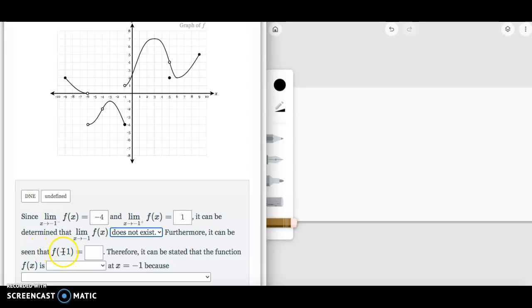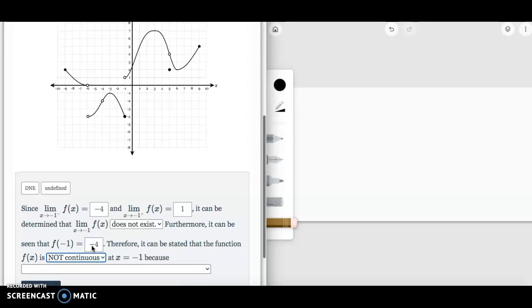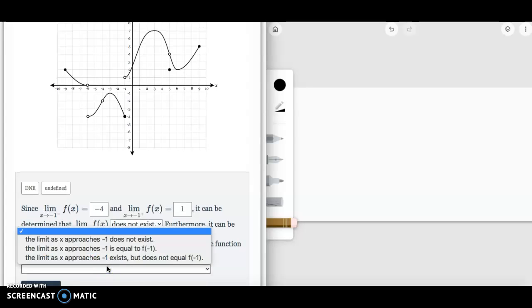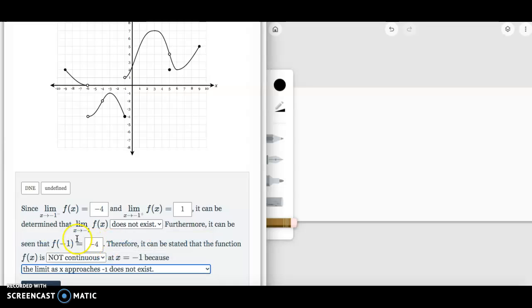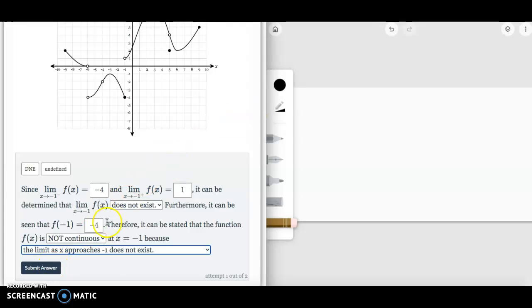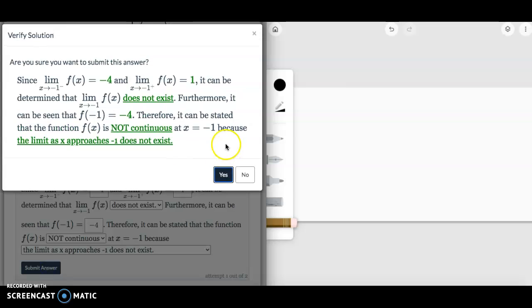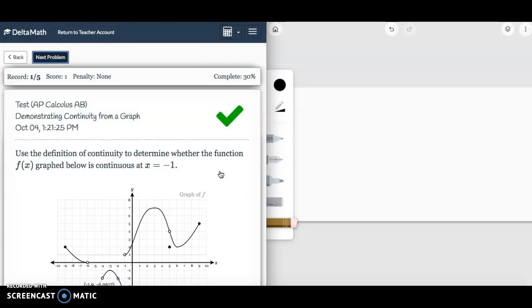Furthermore, it can be seen that f of -1 is actually at the value of -4. Therefore, it can be stated that the function f of x is not continuous at x equals -1 because your general limit does not exist. The limit as x approaches -1 does not exist. So you just have to fill in all the pieces of information and really work on justifying your answers. This is awesome. Cool.